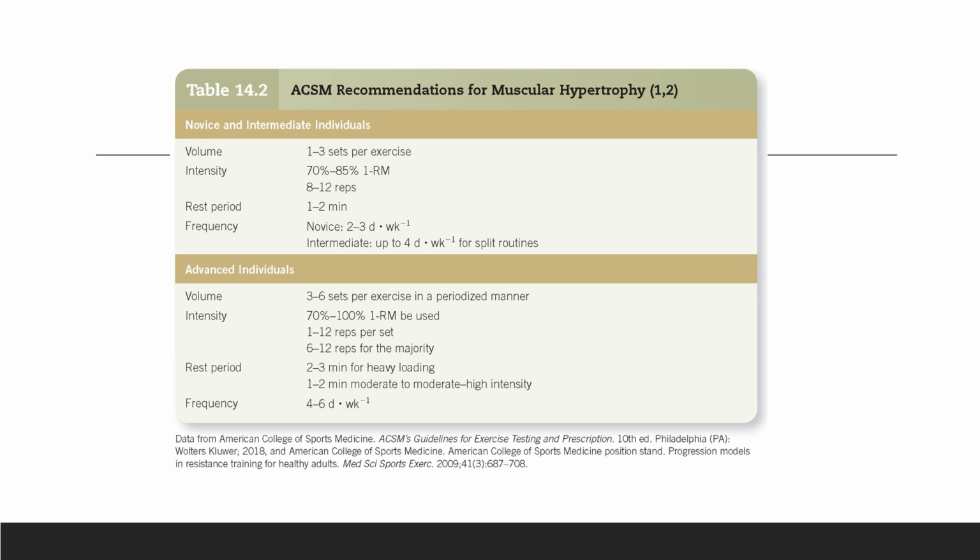For muscular hypertrophy, you're going to do 1 to 3 sets per exercise at 70 to 85% of the 1RM. So the intensity is a little bit higher, about 8 to 12 reps, and the rest period is 1 to 2 minutes. For novice, they can typically do this about 2 to 3 days per week. For intermediate, you can do 4 days per week for split routines.